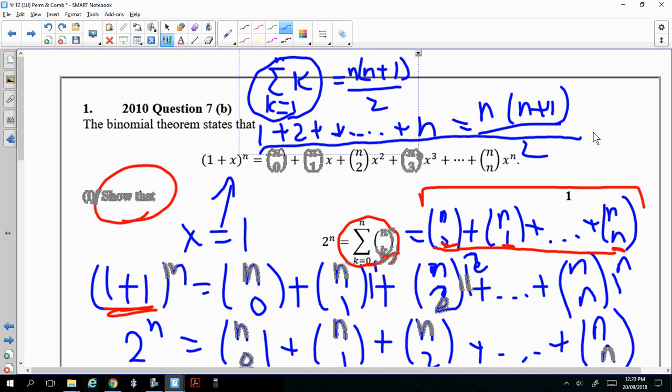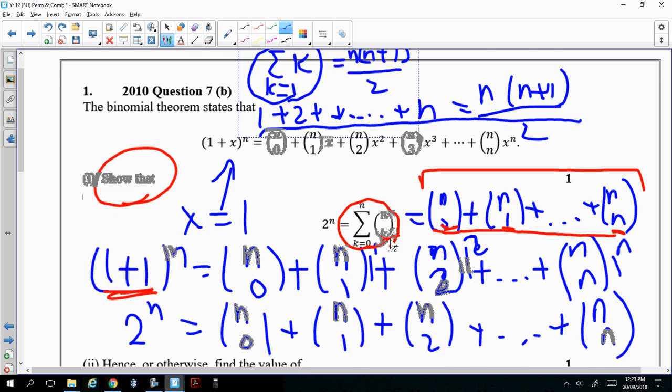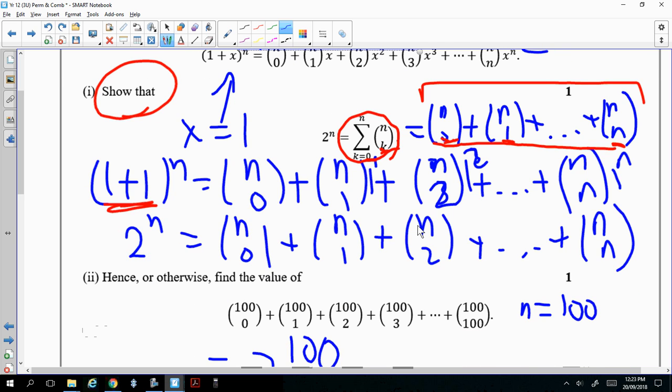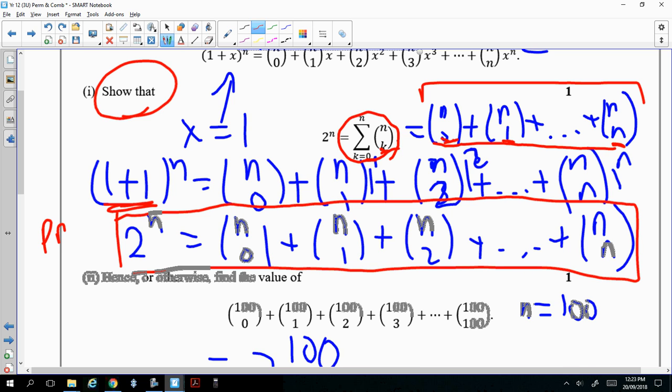It's proving this. Basically, they want you to prove this formula. They're not going to write it out, they're just going to write it in this closed form. They just want you to do some work and understand what that formula is. So they want you to prove this. And how do we prove it? We substitute x equal to 1 onto both sides.